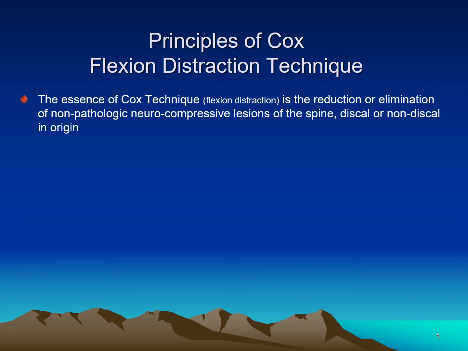We always deal with, of course, non-pathologic lesions, and those may be discal in origin, so we might have a herniated disc of its different forms, and we'll go over all of those forms as we progress in the class. We have protrusions, prolapses, extrusions, sequestrations, free fragments, and so on. Cox Technique is effective with all of those, but we're also very effective with musculoskeletal spinal disorders that are non-discal in origin.